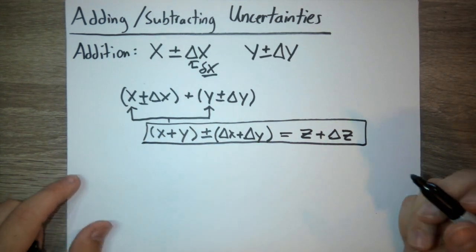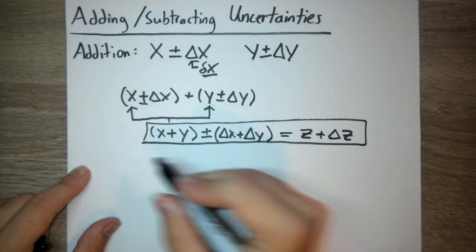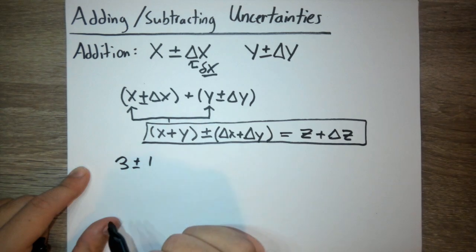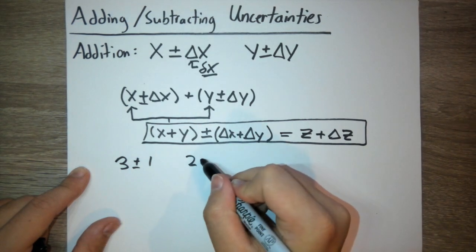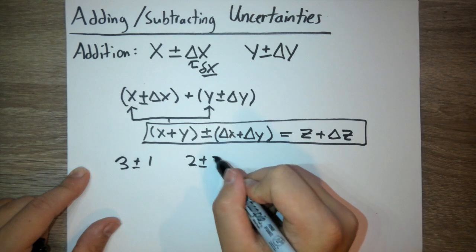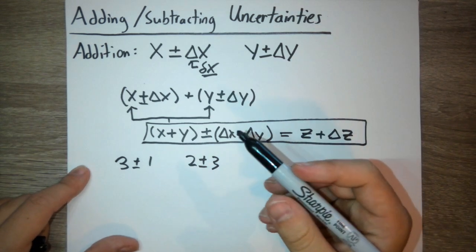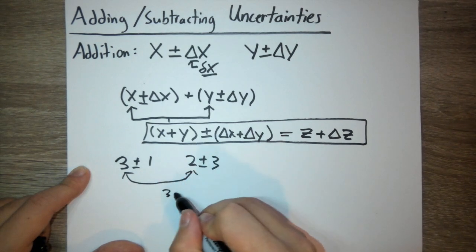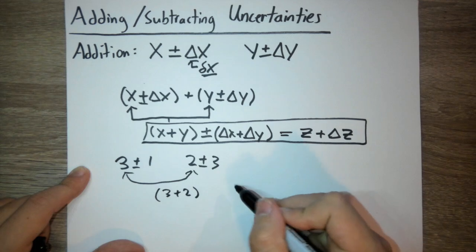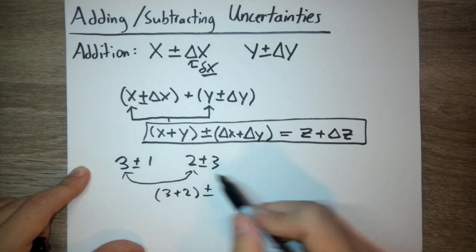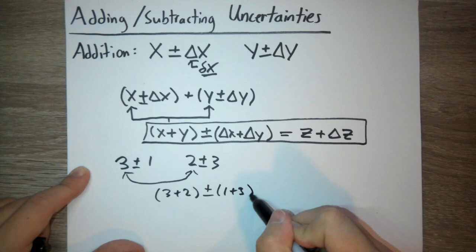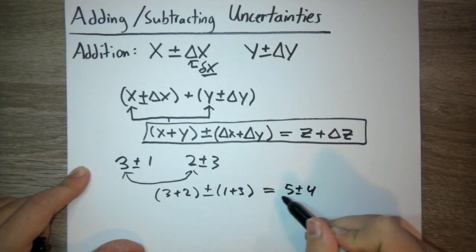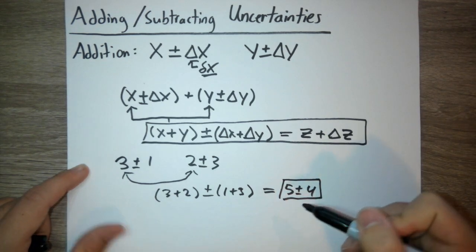So an example would be if you calculate, say, 3 plus or minus 1 and 2 plus or minus 3, let's say. Okay, so you add these two together, 3 plus 2, and that would be plus or minus 1 plus 3. You get 5 plus or minus 4, and that would be your uncertainty.